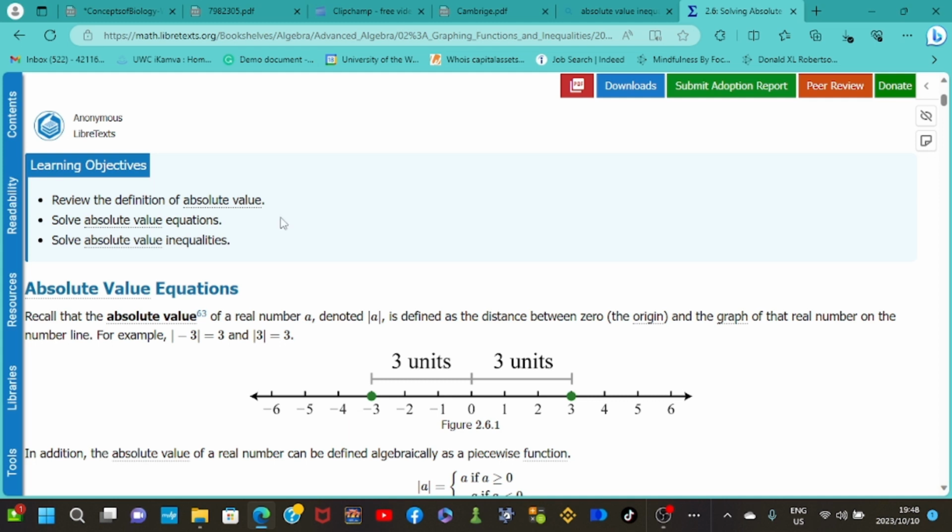Today we're gonna be dealing with absolute values. The learning objective today is to review the definition of an absolute value, to solve absolute value equations, and to solve absolute value inequalities. You won't be dealing with solving absolute value inequalities as of yet, but slowly but surely we're gonna be approaching that vicinity. But now we need to understand the prerequisites or the fundamentals before we dive into much more complicated equations of absolute values, basically.